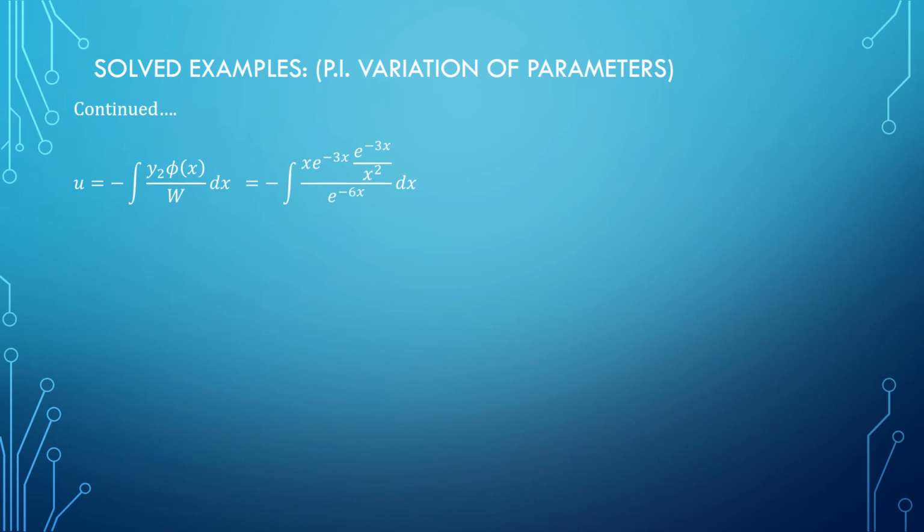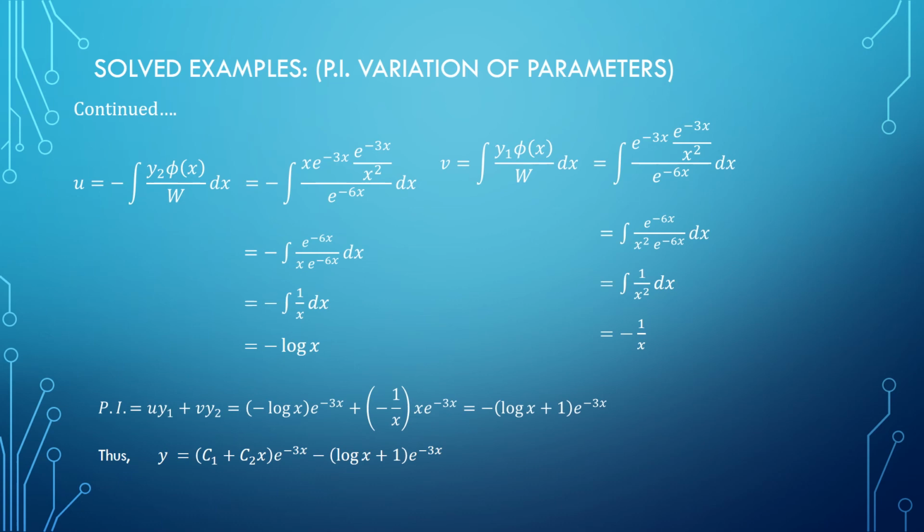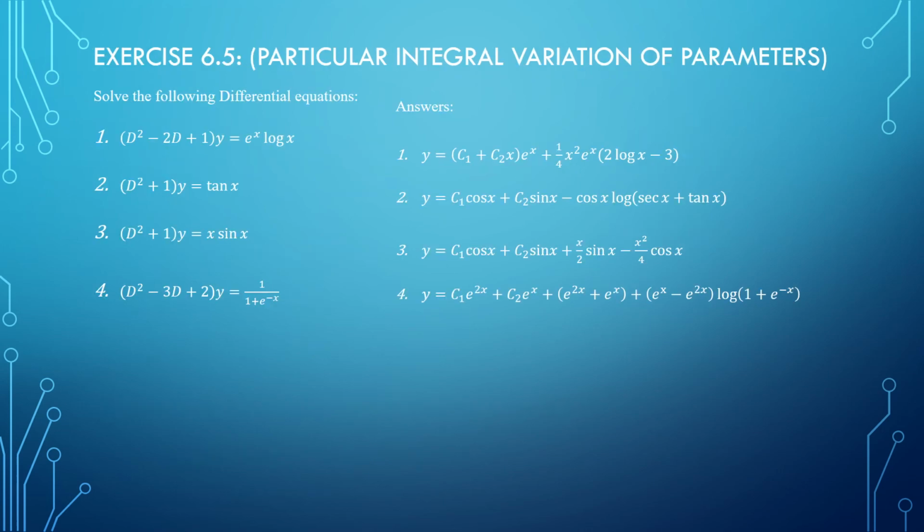For u, after simplification I'll be getting 1 upon x only, because e to the power minus 6x will get cancelled with the denominator. The integration is minus log x, and I can work with v now. So v gives me minus 1 upon x. Let's combine those two to get my particular integral, and if you see, the particular integral turns out to be minus of log x plus 1 times e to the power minus 3x. Then comes my general solution. Here are some examples for you to work with.